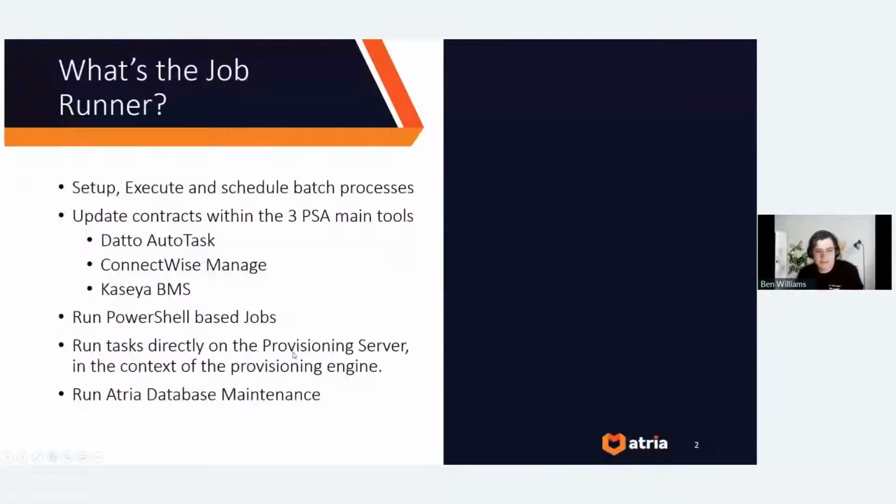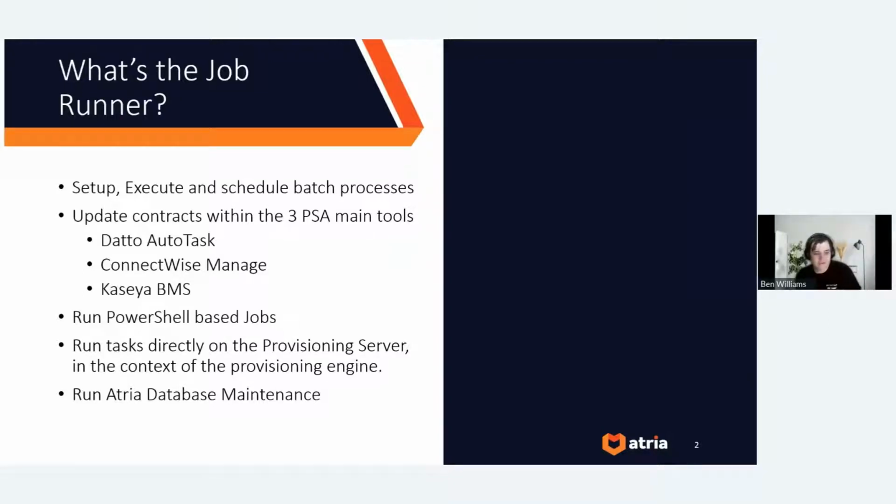So what's the job runner? The main purpose of the Atria job runner was for the PSA billing integration tools. It's to set up, execute, and schedule batch processes. If you've got another cron job runner or something like Windows Task Scheduler that you're doing a bunch of scheduled tasks with, this is a good, easy replacement for that. We obviously integrate with the three main PSA tools, but we also have jobs to run PowerShell-based jobs. So if you need to run a task directly on a provisioning server, you have that capability.